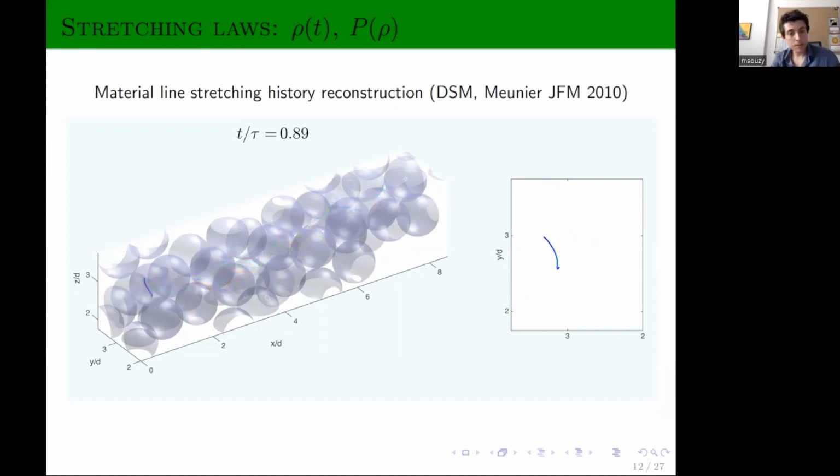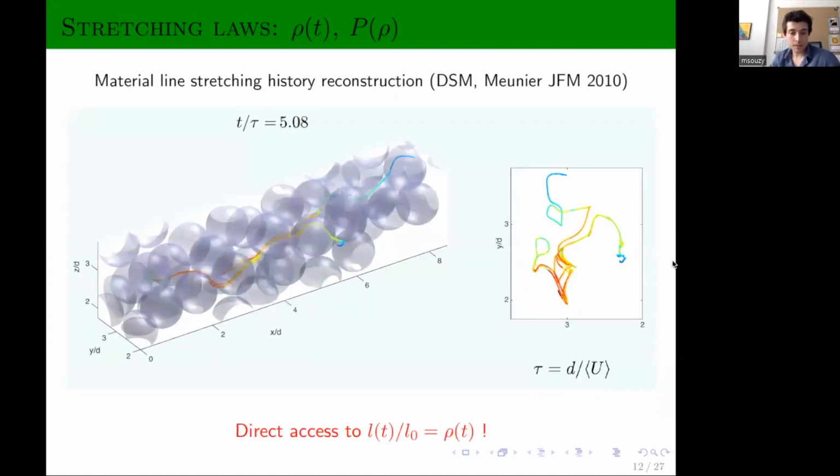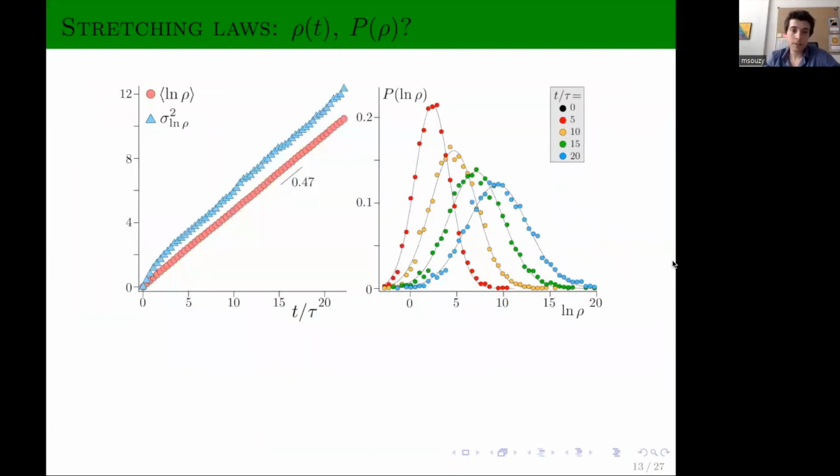And if we repeat this process, it's very interesting because it gives direct access to the distribution of elongation rho. The only thing that we need to do is to compute the total unrolled length at time t divided by the initial length of the corresponding segment. And by repeating this procedure, by initially putting the segments randomly within the media and changing their orientation randomly, in the end, we get access to the stretching law, so the evolution of the distribution of rho and the evolution of the corresponding moments in time.